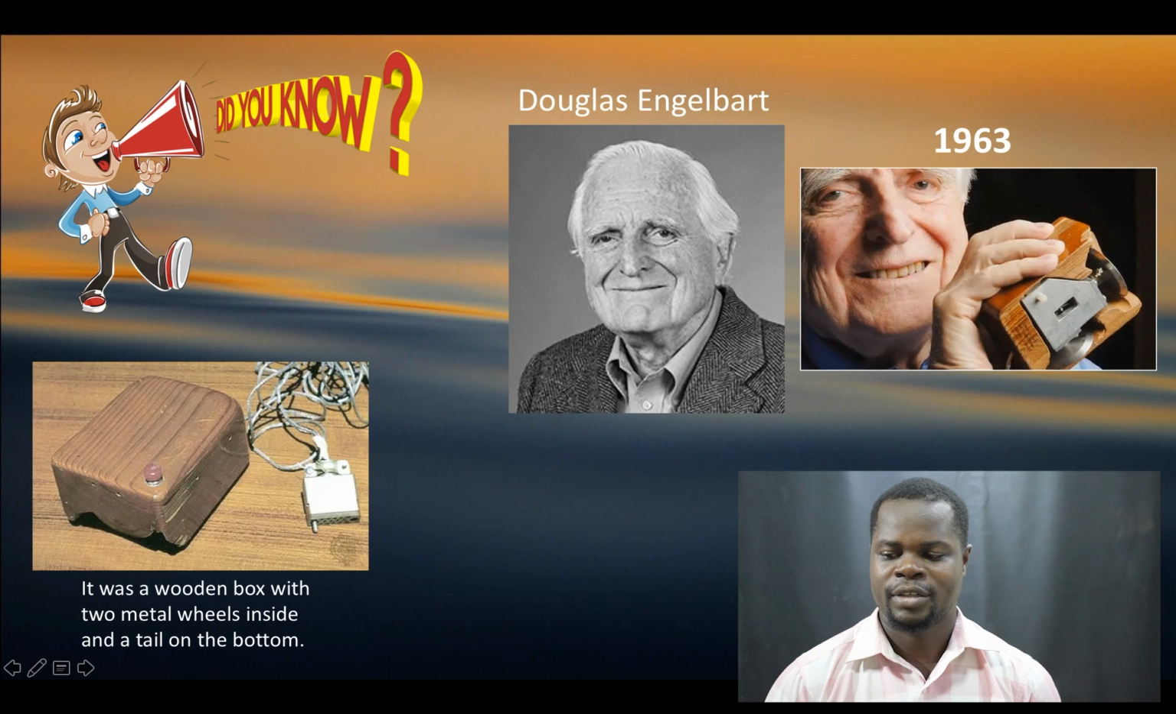Did you know that Douglas Engelbart was the one who invented the computer mouse? It was in the year 1963. And how did that computer mouse look? We can see that on the screen. It was a wooden box with two metal wheels inside and a tail on the bottom, and that is what he used as a mouse. And now we have invented so many mice that we are using till today.